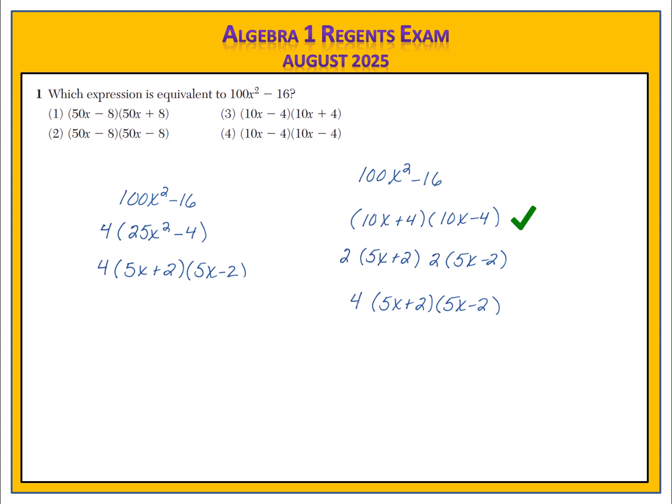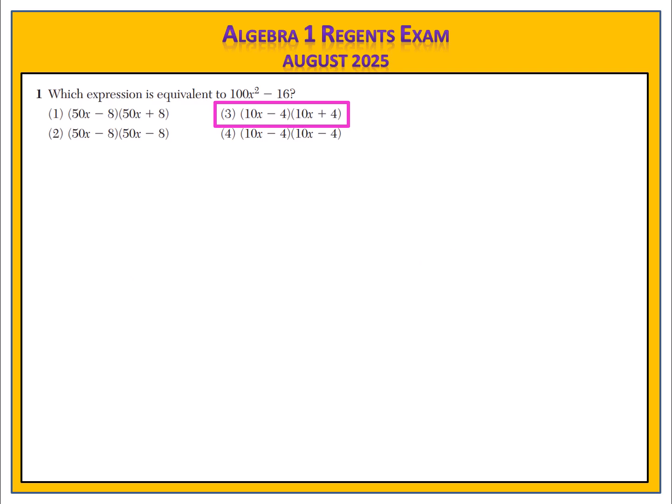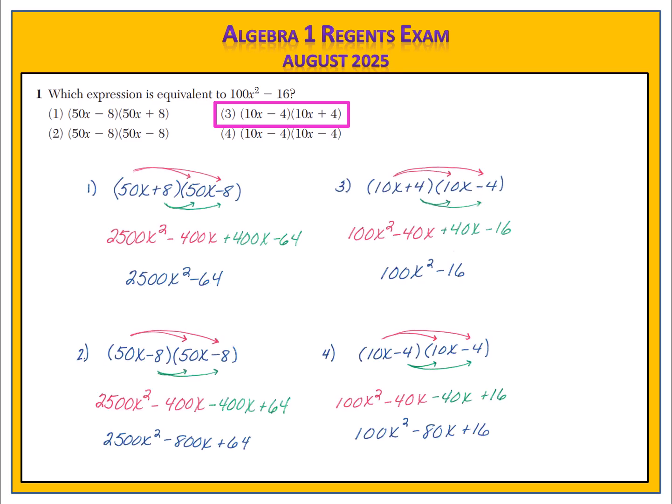But notice the 10x plus 4 and the 10x minus 4 is one of our choices. So that is the expression that is equivalent to 100x squared minus 16. Another approach we could take is to look at all four choices and multiply them out using the distributive property. This is considerably more work, but one of them should come out to be 100x squared minus 16. We see that 3 of them do not, but one of them does, choice 3. Since this comes out to be 100x squared minus 16, that means 10x minus 4 and 10x plus 4 are the equivalent expression.